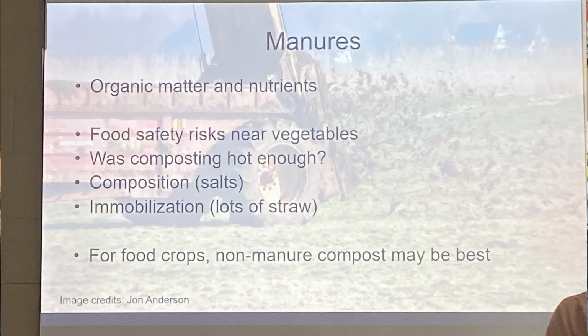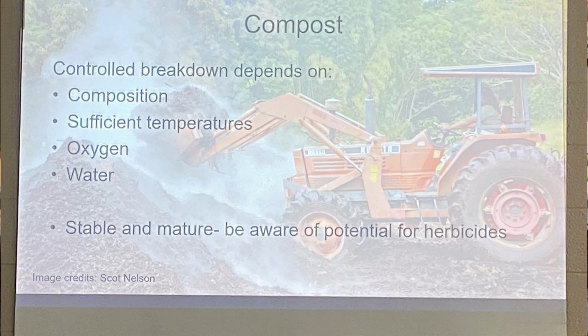Manures: organic matter and nutrients. Food safety risk near vegetables. Was composting hot enough? Composition matters, like salts, immobilization, lots of straw. Food for crops, non-manure compost may be best. Compost: controlled breakdown depends on composition, sufficient temperatures, oxygen, and water. Stable and mature. Be aware of potential for herbicides.